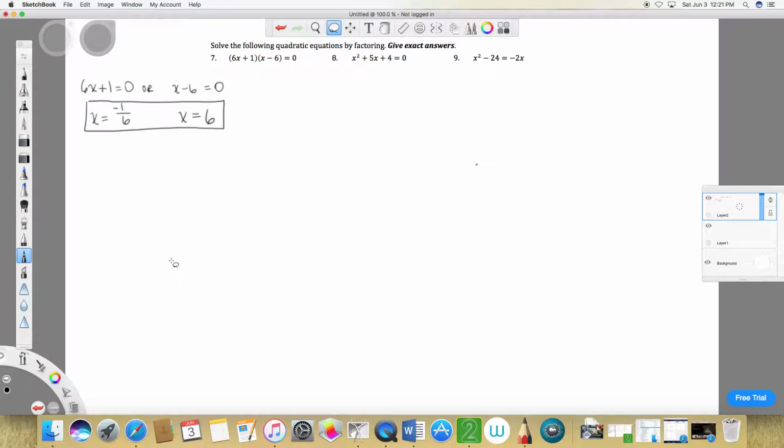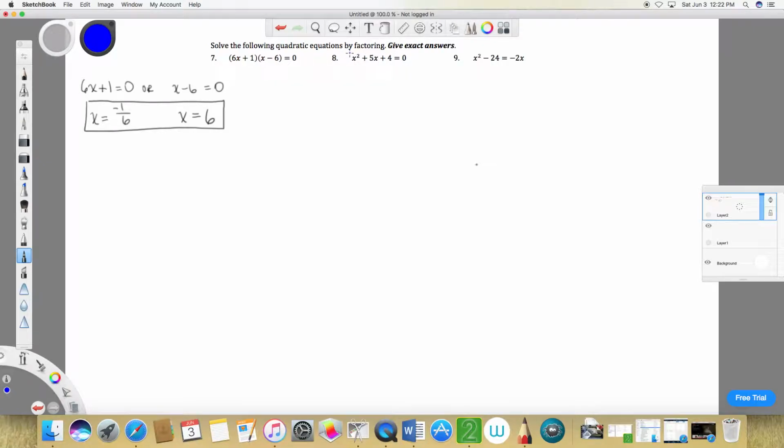Let's jump in and try to tackle number 8. All right, so here we've got three terms. We know the quadratic formula will always work when you're solving a quadratic equation, but oftentimes factoring will be a quicker solution, an easier solution. Turns out we can factor this.